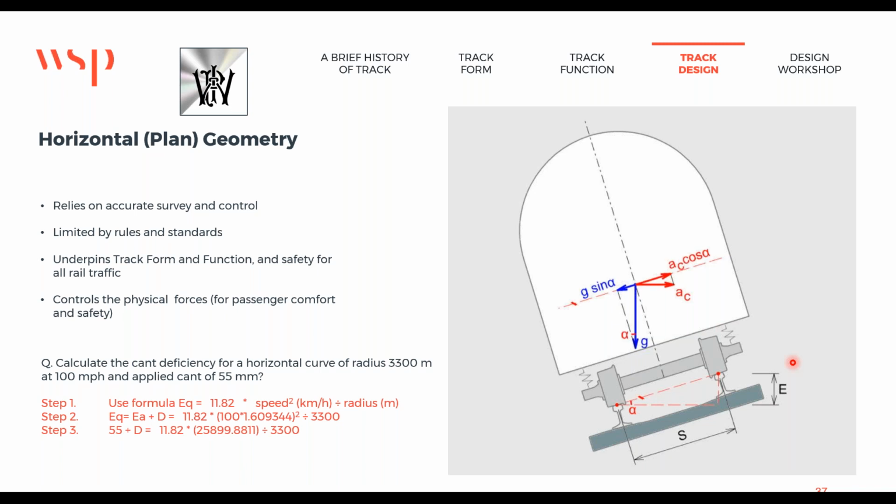That gives you 55 plus D, which is my applied cant, plus whatever this unknown D is, as that number, which means that 55 plus D is 93. And therefore, your cant deficiency is 93 minus 55. Your cant deficiency is 38. Now you can see the kind of ratio that you're getting there: 55 of cant and 38 of cant deficiency.